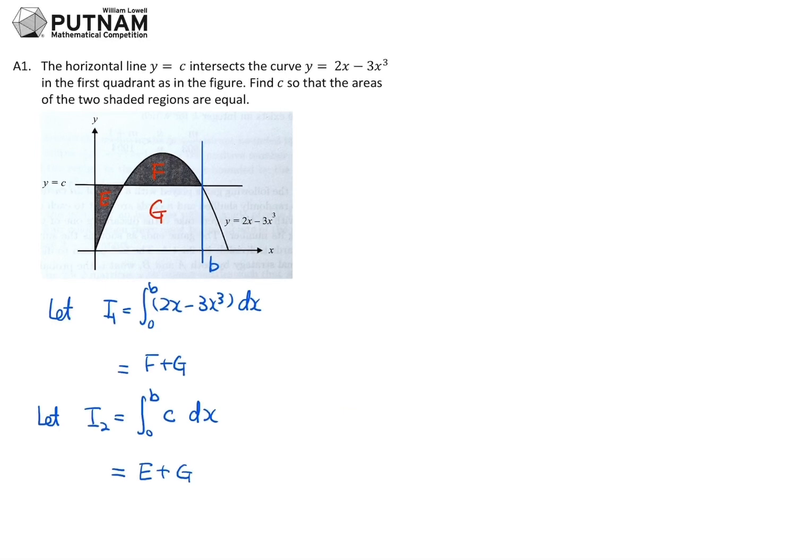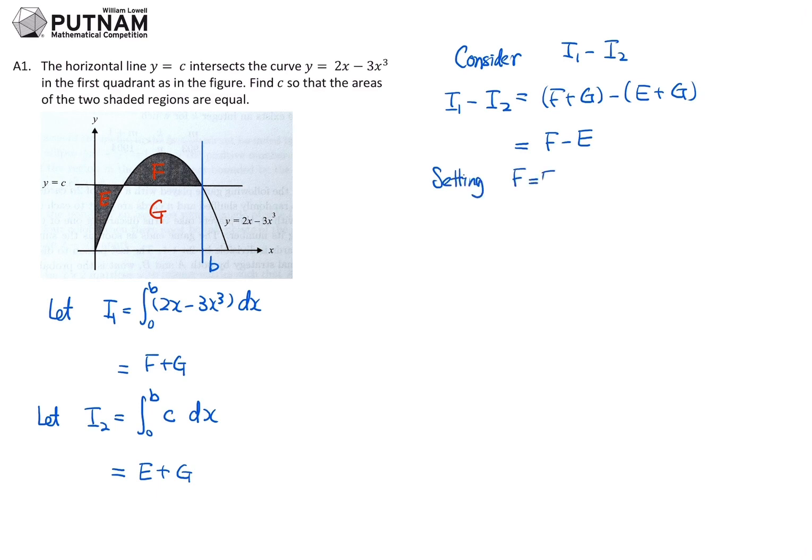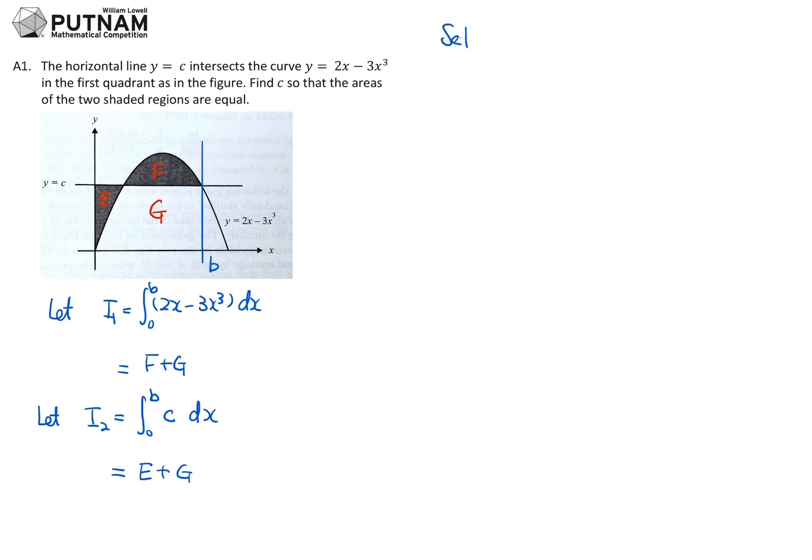Now we are going to consider the equation I1 minus I2. Using the labels we have just defined, I1 minus I2 is just F plus G minus E plus G. Since the G's cancel out, we are left with F minus E. However, E and F are the two shaded regions we want to make equal. This is equivalent to saying F minus E equals 0, which is also equivalent to saying I1 minus I2 equals 0. Now we have the equation I1 minus I2 equals 0.